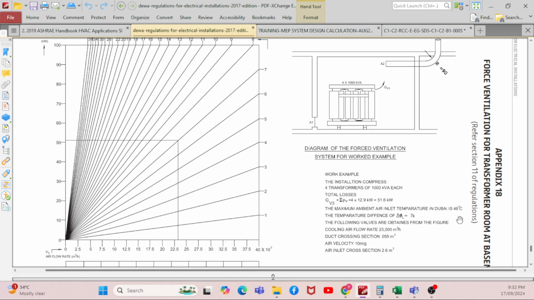Okay, clear, right? So 48 plus 7 means 55 degrees Celsius. Yeah, 55 degrees Celsius. Then go to the table.